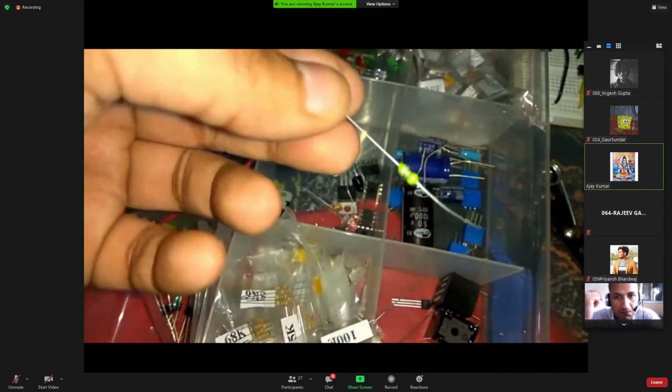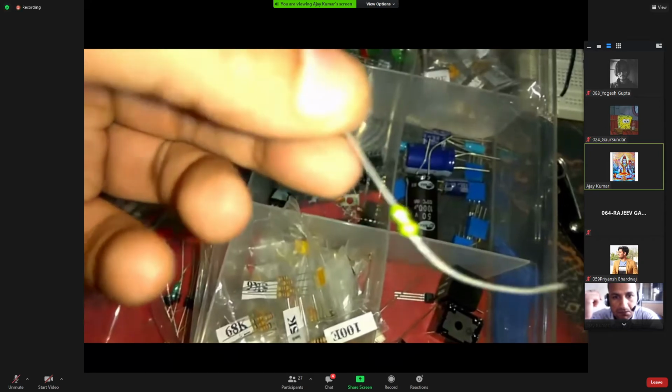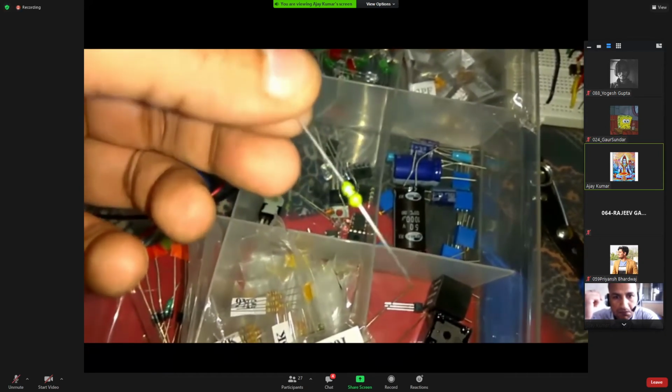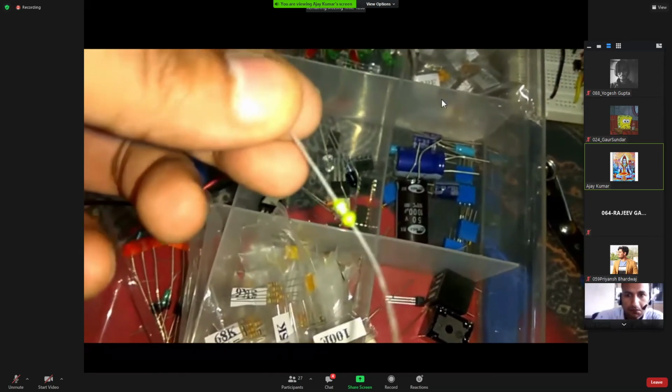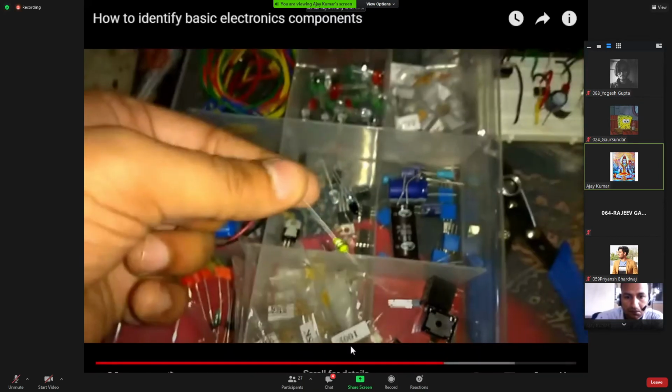Don't be confused, this is not a resistor, this is an inductor. Inductor doesn't allow a sudden change, as we all study in engineering. This one is an inductor.